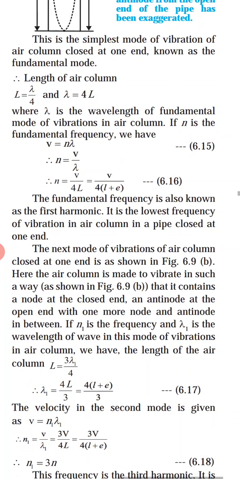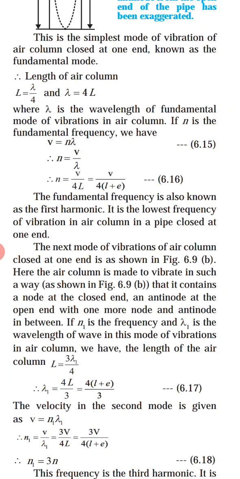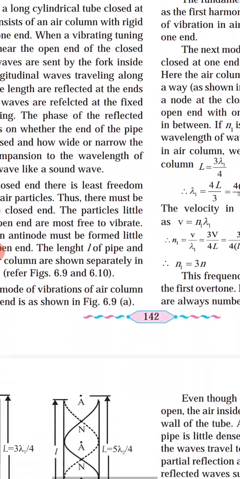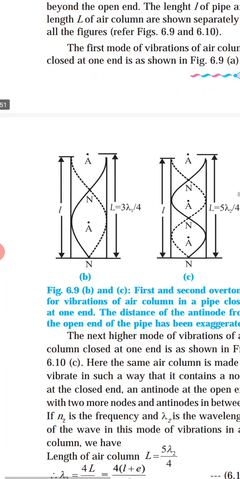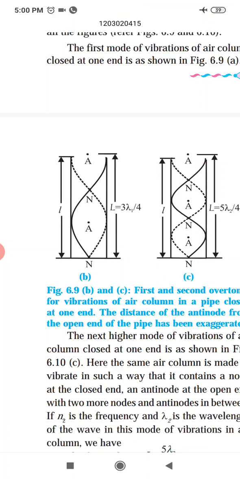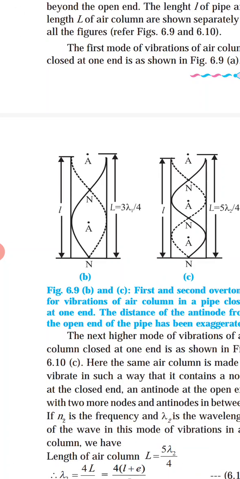Now, it is the lowest frequency of vibration of air column in pipe closed at one end. The next mode of vibration of air column closed at one end is shown in figure 6.9b. So here you can see this B figure. Air column is made to vibrate in such a way that it contains a node at the closed end, and antinode is at the open end with one more node and antinode in between.